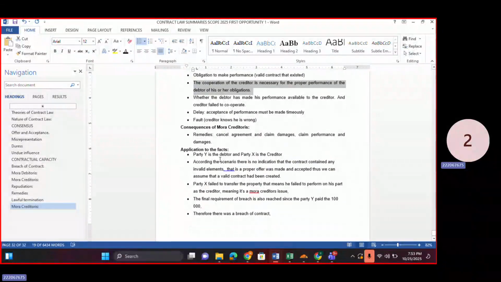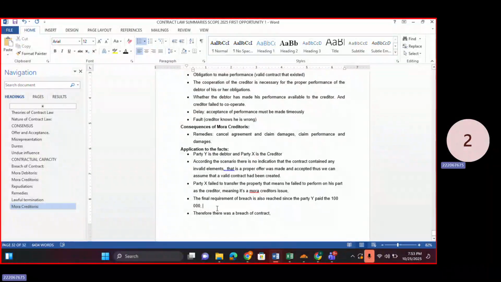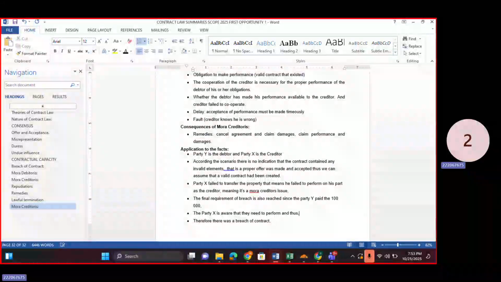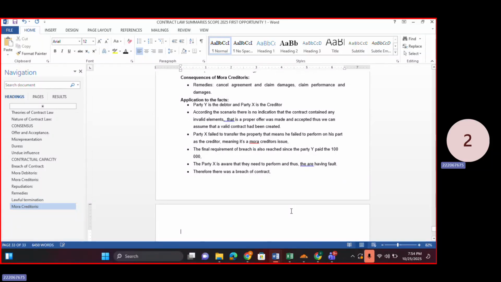Cooperation of the creditor: there is no indication of any of these things, but you can talk about fault and say Party X is aware that they need to perform, and thus they are at fault. So most of the requirements, if not all of them, are met in this scenario, and then we go to the conclusion.